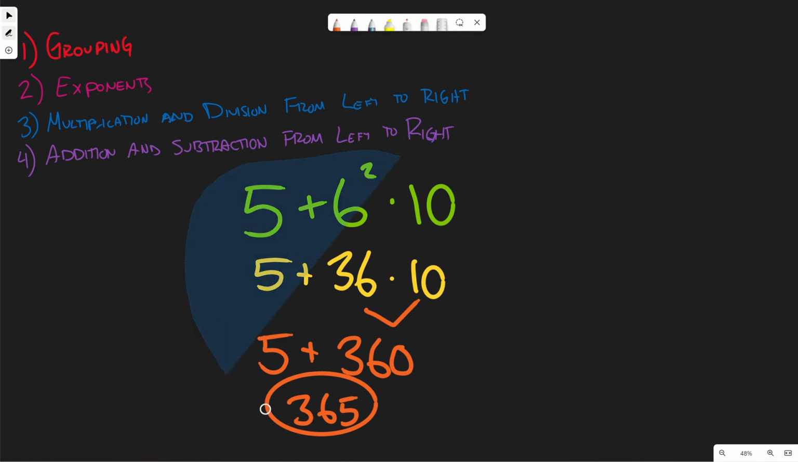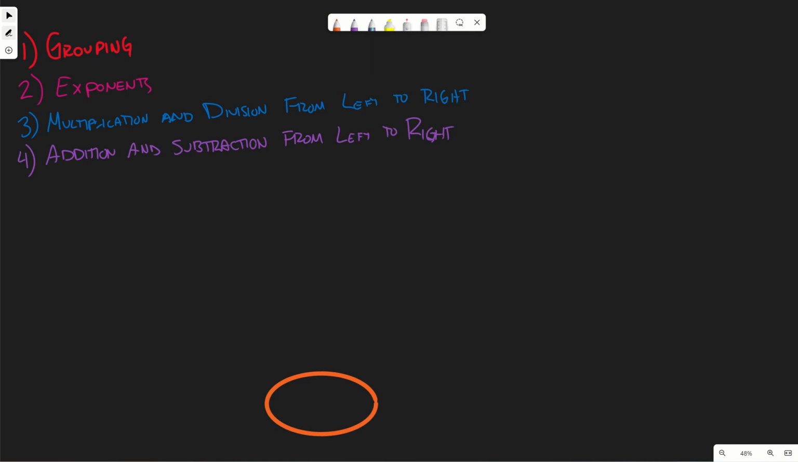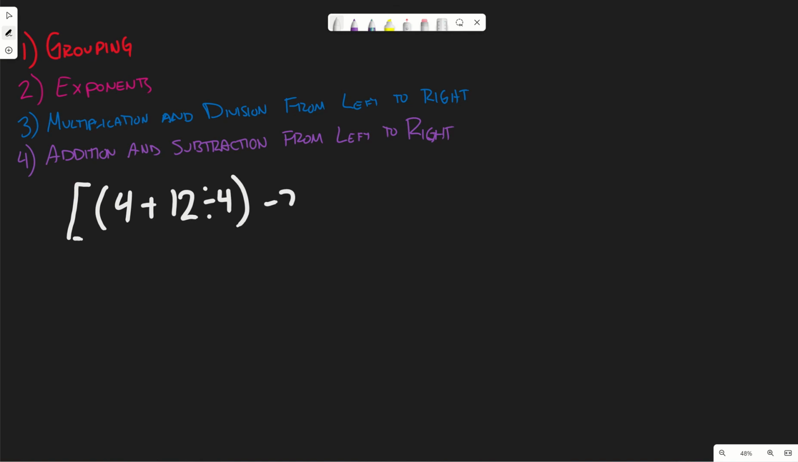All right, one more thing to talk about. When we are going through these steps, sometimes we might have parentheses. We might have a couple different types of parentheses. We're going to do one more problem all together here. All right, let's start with 4 plus 12 divided by 4 minus 2 to the power of 3. Whew, this is a big problem.